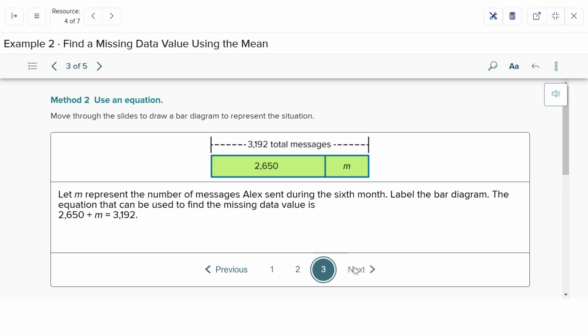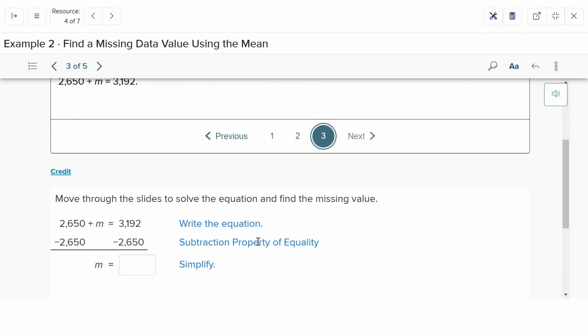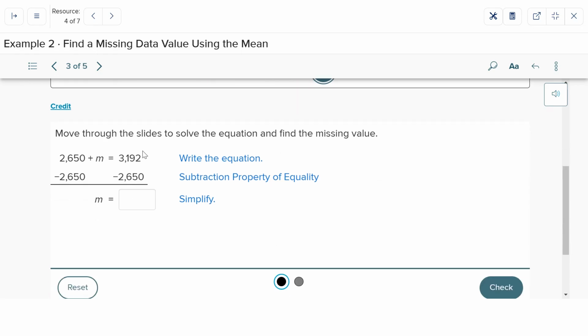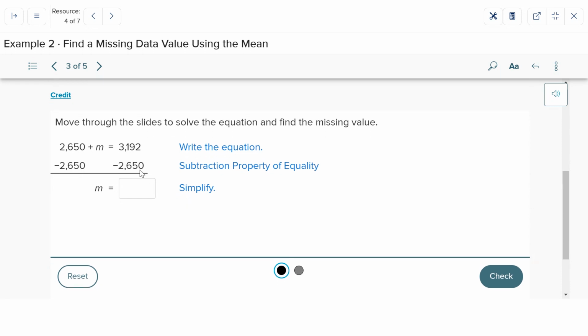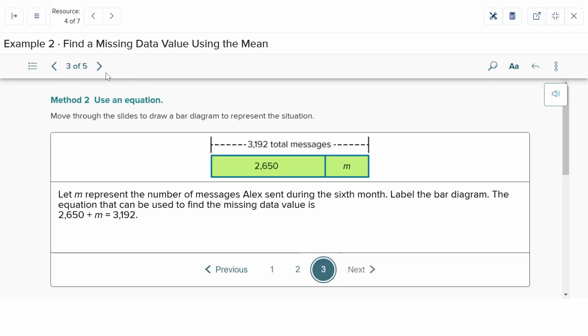So then we can solve our equation the same way we always do, where we have the equation and then subtract this from each side to get M by itself. And then you can get the value isolated for M.